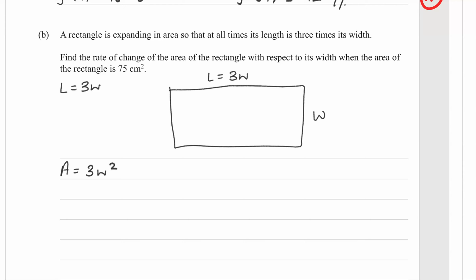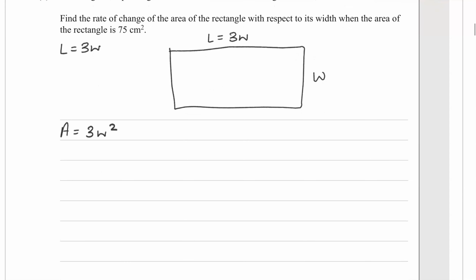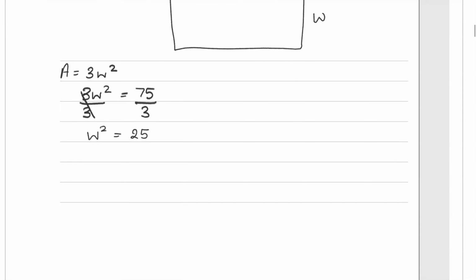We're told to find the rate of change of the area of the rectangle with respect to its width when the area is 75 centimeters squared. So I need to find out what the width is first when the area is 75 centimeters squared. If I go 3w squared equals 75, I can rearrange and solve for w. I divide both sides by 3, and I'm left with w squared is equal to 25. I'll square root both sides. Remember, because it's a square root, we get two solutions. So w is equal to positive 5, or w is equal to negative 5.